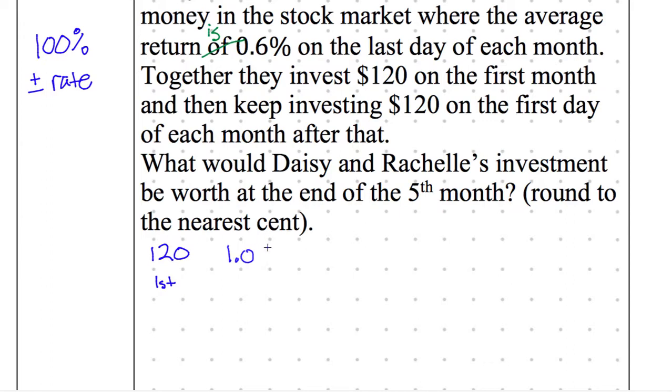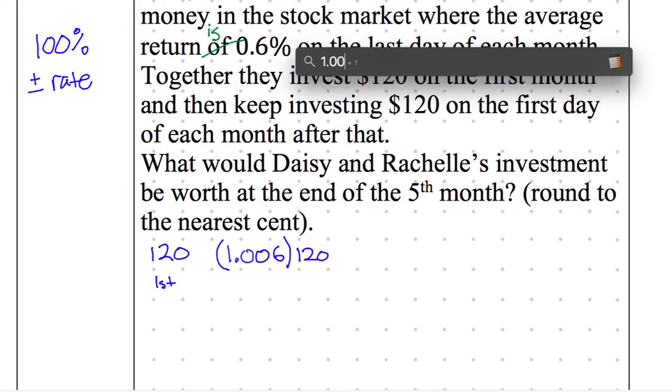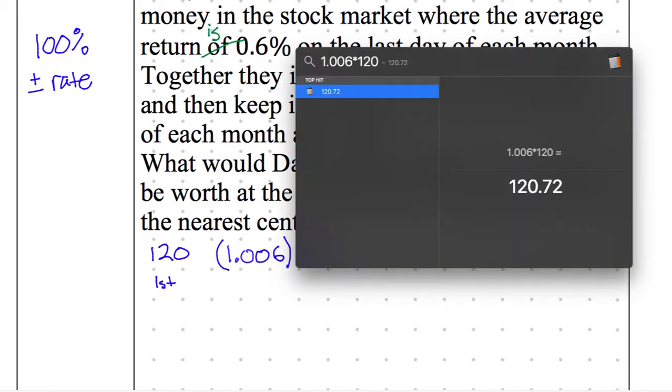Oh, it's 1.006. Yeah, there it is. 1.006 times $120. This function applies a 6% interest to $120. It's not that much. 1.006 times $120 means you now have $120.72. So you only got 72 cents after the first month.